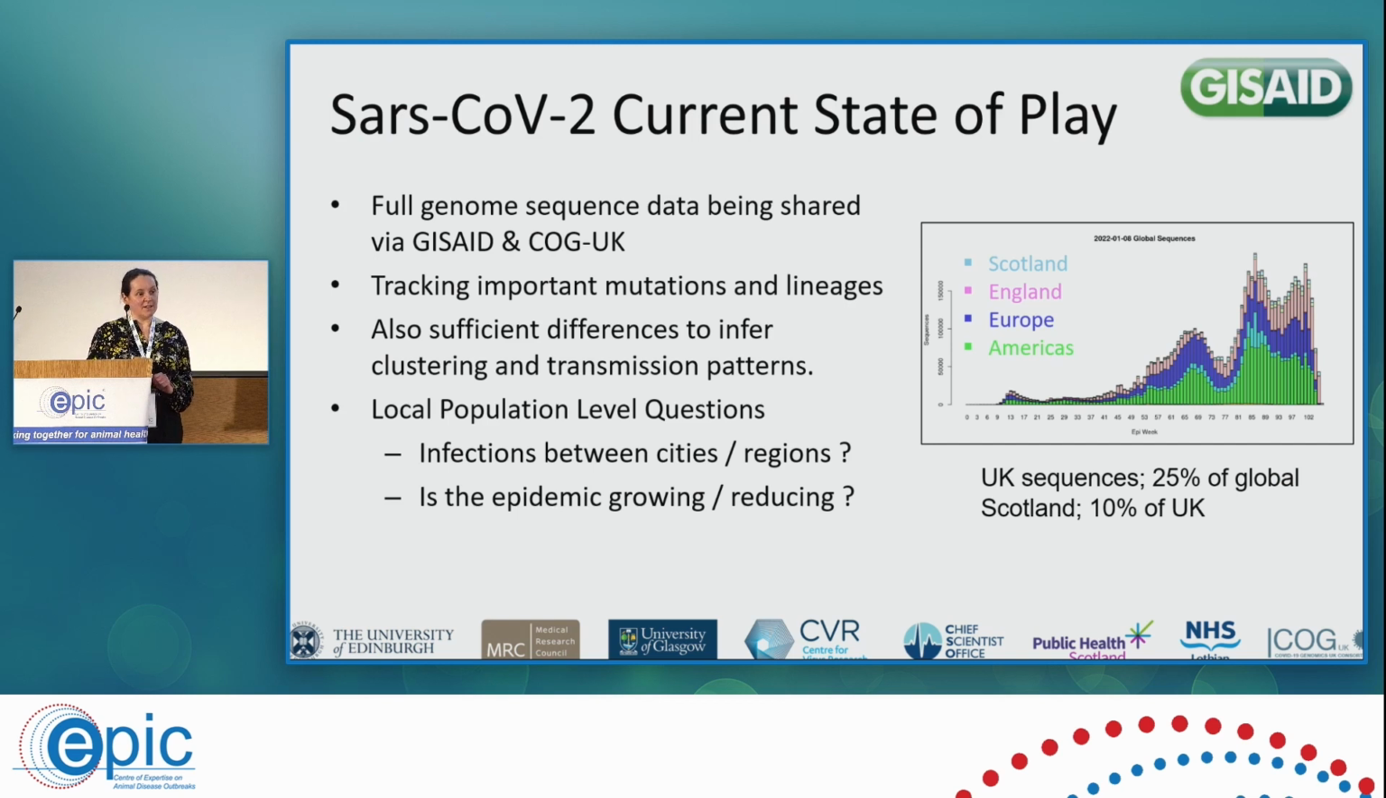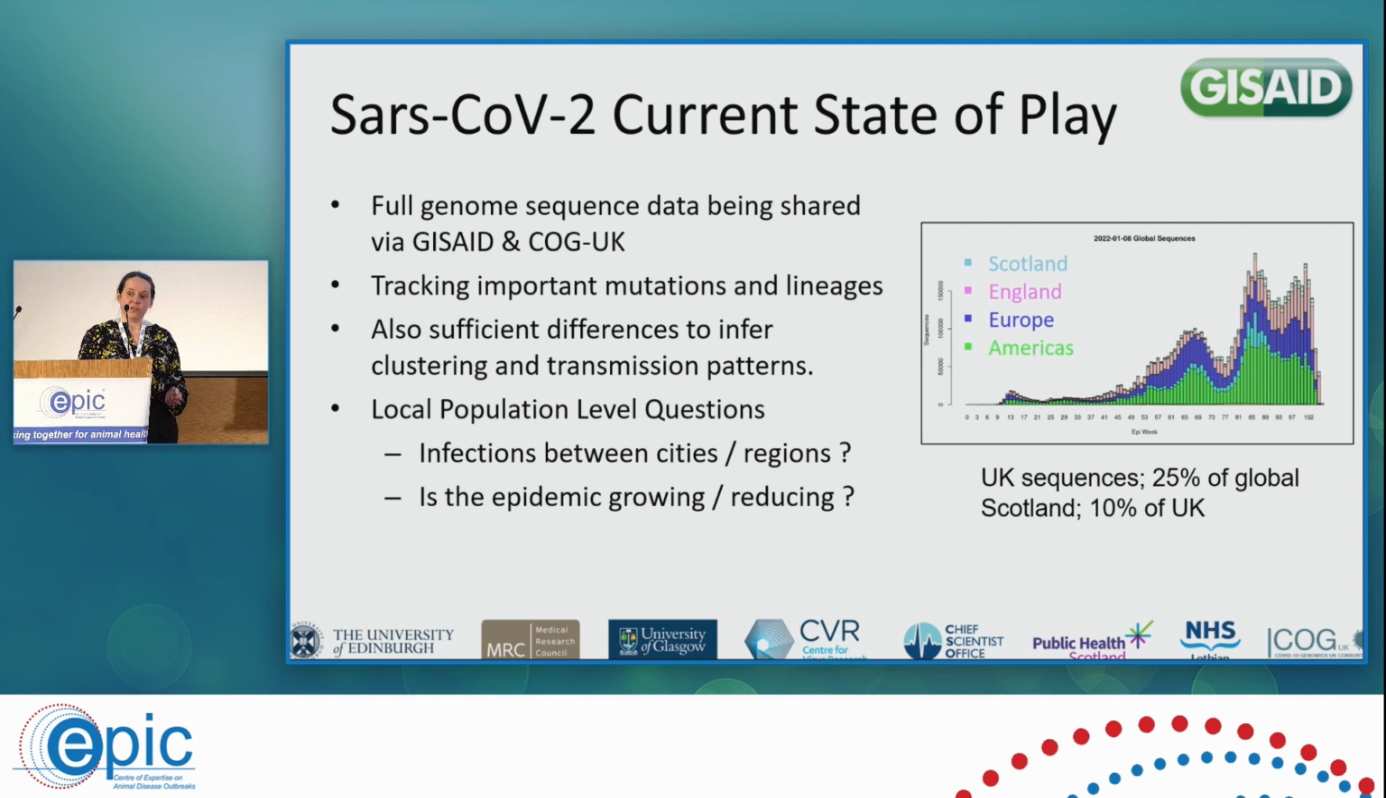The first thing to say is that there is now a lot of full genome sequence data. It's been shared by GISAID and also in COG UK. Approximately 8 million sequences now. There's a lot of sequences. In fact, the COG UK consortium is responsible for generating about a quarter of the global publicly available sequences. And within Scotland, it's about 10% of the whole of the UK, which is proportionate to the number of people.